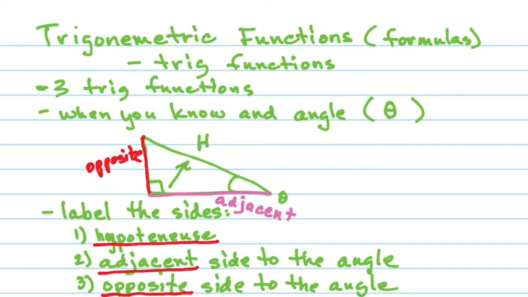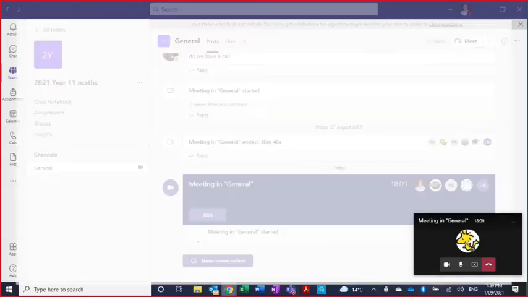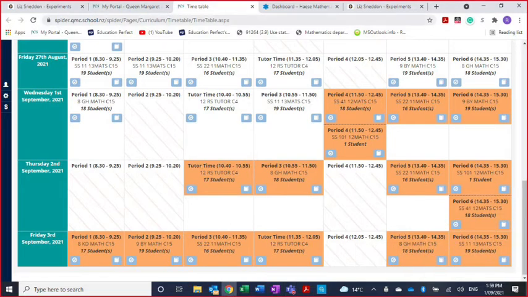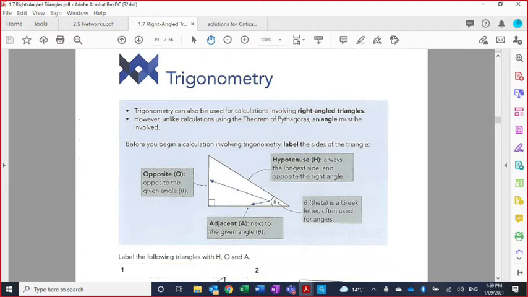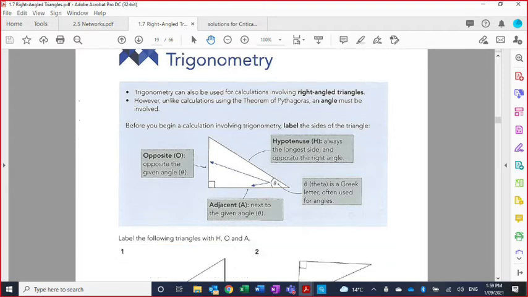You have to be able to understand how those are labeled before you can do any other work in this section. So we're going to go to the exercises and look at a couple of these. They're going to give you some where all they're asking you to do is label them. All right, so let's go to the book. Here we go. Here they're just discussing the labels.